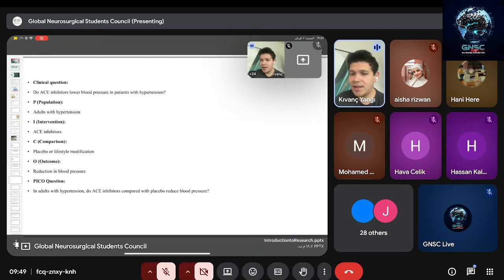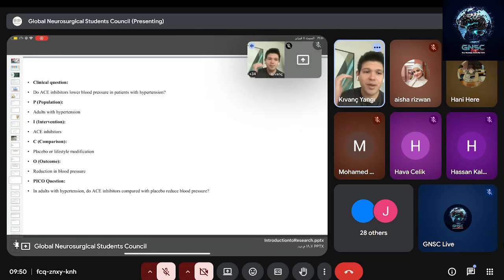Yeah, the examples can be increased in number. Let's say some very basic examples for you to understand the concept. Do ACE inhibitors lower BP in patients with hypertension? This is not known. We all know the answer. But this is just to show you examples of how to formulate these questions.